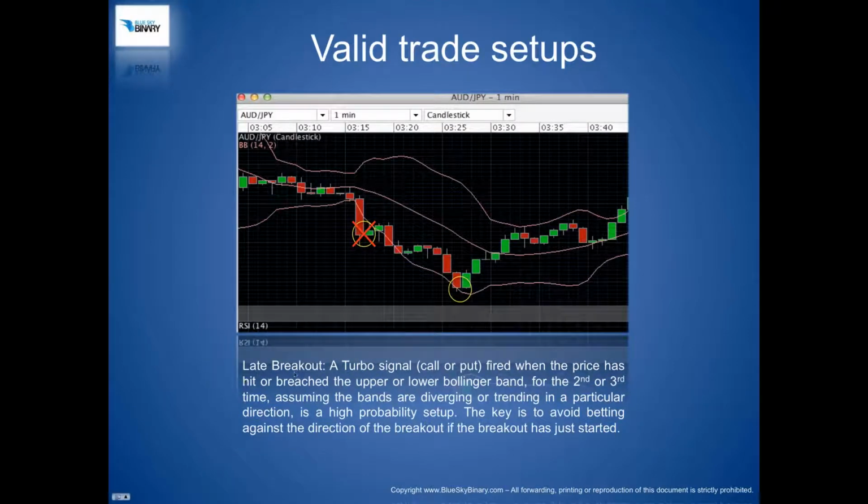Then you have the late breakout, right? And I'll describe why late and why not early. The late breakout: if a turbo signal fires call or put when the price has hit or breached the lower or the upper Bollinger Band for the second or third time, assuming that the bands are diverging or trending down in a particular direction, is a high probability setup.